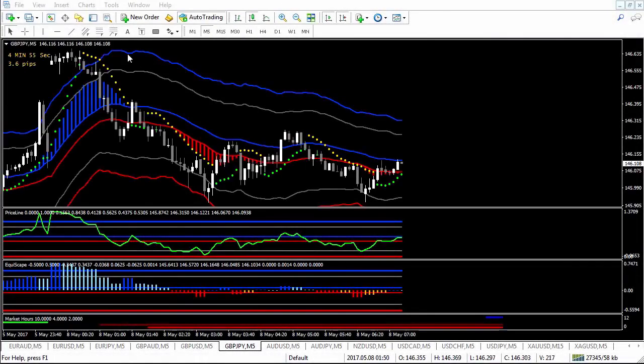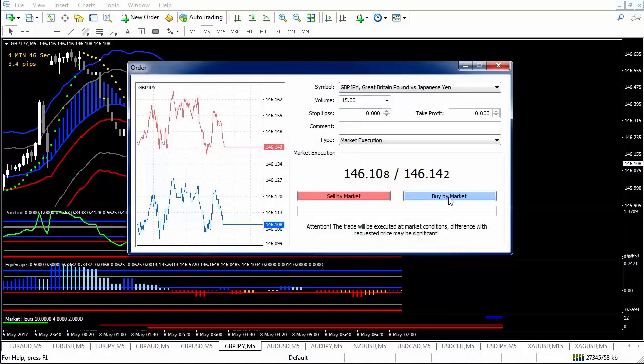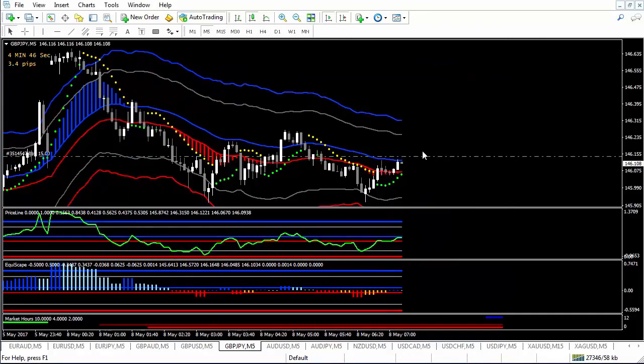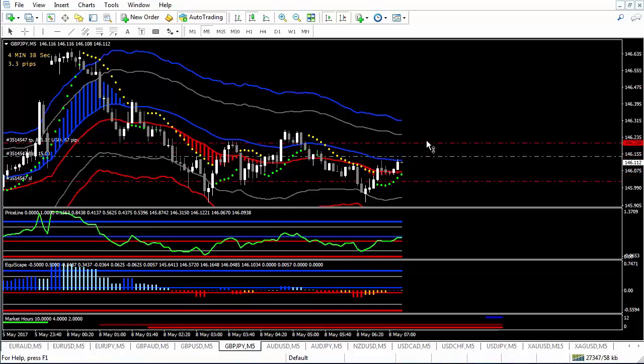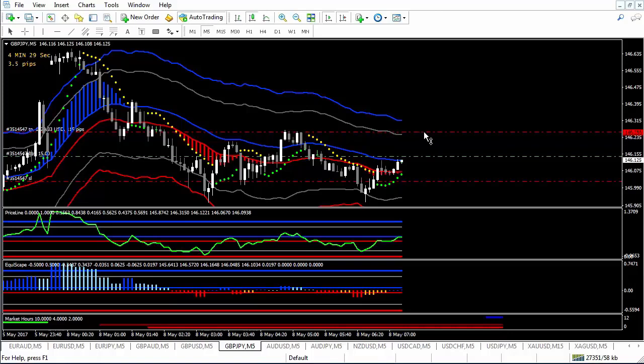I've got a signal to go long, so I'm going to place an order to go long. So I'm going to buy right now, and my stop is going to go just below the designated stop area. My target will be at this middle channel here. I'm going to go just a little bit higher. I'm going to go for 1-to-1 of this.